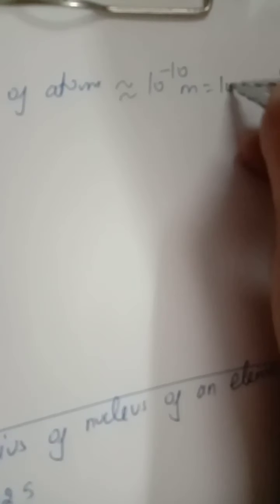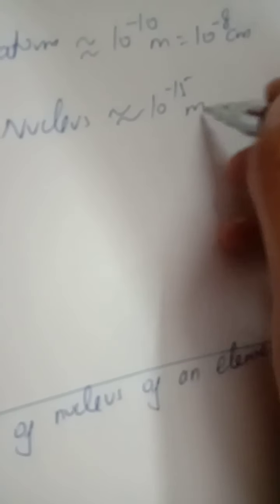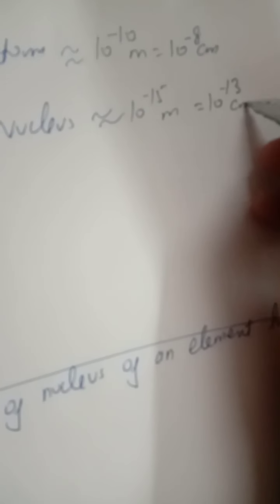So, radius of atom has a value approximately equal to 10 raised to power minus 10 meter, or you can write it as 10 raised to power minus 8 centimeter, and radius of nucleus has an approximate value 10 raised to power minus 15 meter, or you can write it as 10 raised to power minus 13 centimeter.